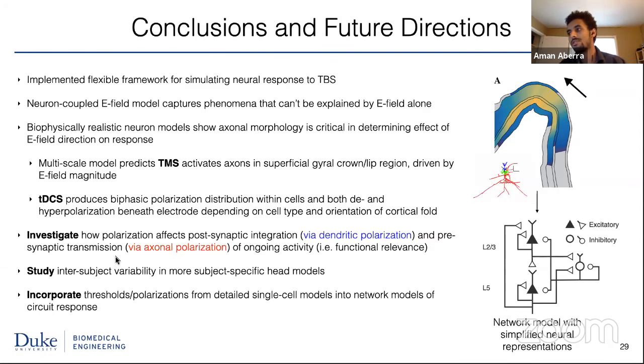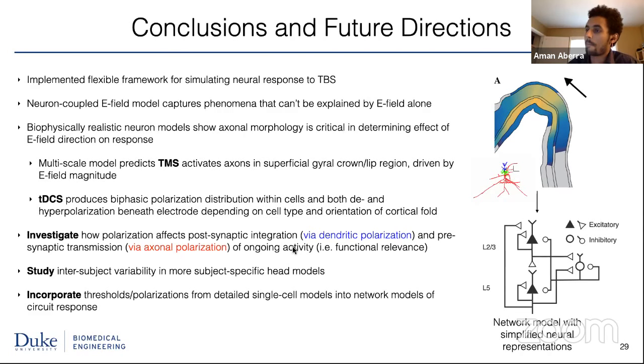So what we can do with these models next is potentially investigate how that polarization is affecting postsynaptic integration, for example, via somatic or dendritic polarization, or presynaptic transmission via that axonal polarization, by introducing ongoing activity into these neurons. The simulation results I've shown you today have all been in quiescent neurons and looked at steady state polarization. But what we can do next is say, can we inject activity into these cells, either synaptically or through current injection, and see how tDCS affects their behavior in a region-specific manner and a cell type-specific manner.